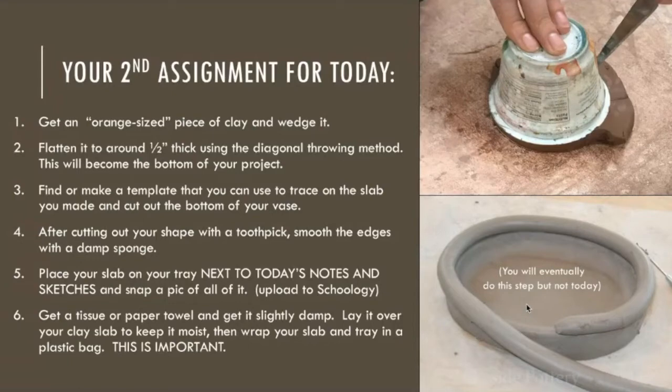So then you're going to find something to trace that will make the bottom of your vase. And if you're going to make a traditional vase, maybe that bottom is just going to be a circle. And that would be an easy thing to find around your house, to find a circle that's a good size, put that on your slab, and then cut it out. If you're going to make the sweater vase, that requires a little bit different base, and I'll show you how to do that in my demo.